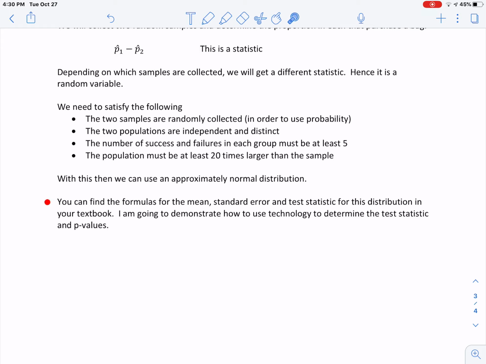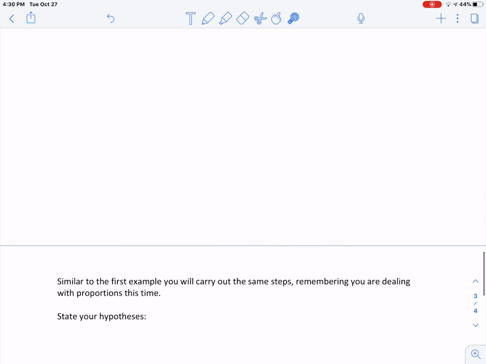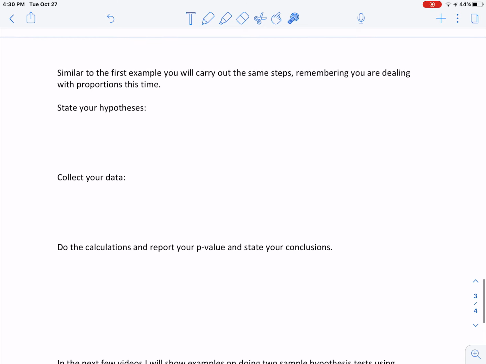And once again, you should go to your textbook and look up the formulas for the mean, the standard error, and the test statistic for this distribution. I'm just going to be demonstrating how to use technology to determine the test statistic and p-values. So in later videos, you're going to see how you use technology to find these. So now once again, similar to the first example, you're going to carry out all the same steps, but now remember you're dealing with proportions.